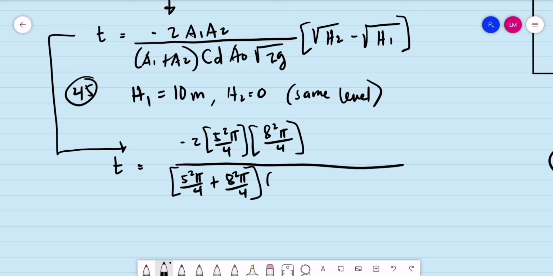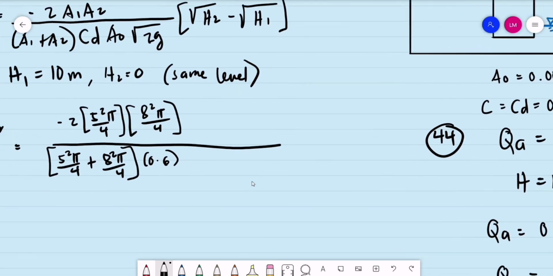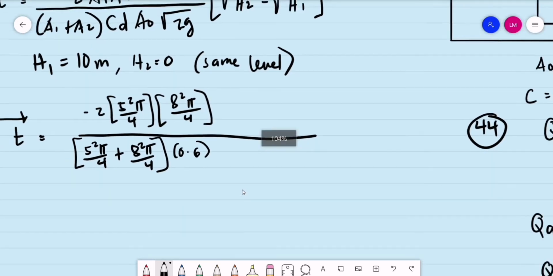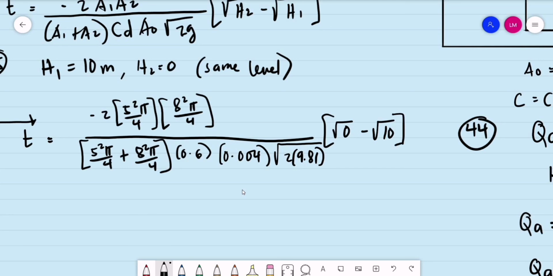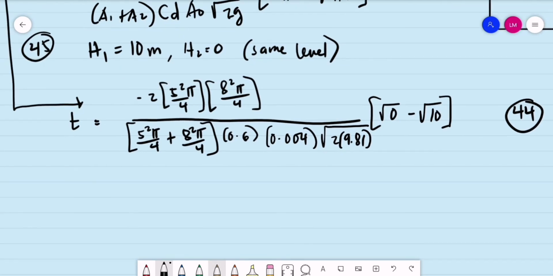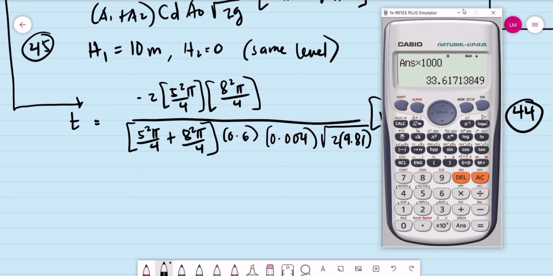Coefficient of discharge, given yun kanina na 0.6. So, check natin kung 0.6. That is 0.6. Area ng orifice, binigay din yun as 0.004 multiplied by the square root of 2 times 9.81. Then, multiplied by the square root of final head kapag same level, that is 0. Initial head natin, yun yung initial difference in our liquid surface, 10 meters. So, kunin natin.